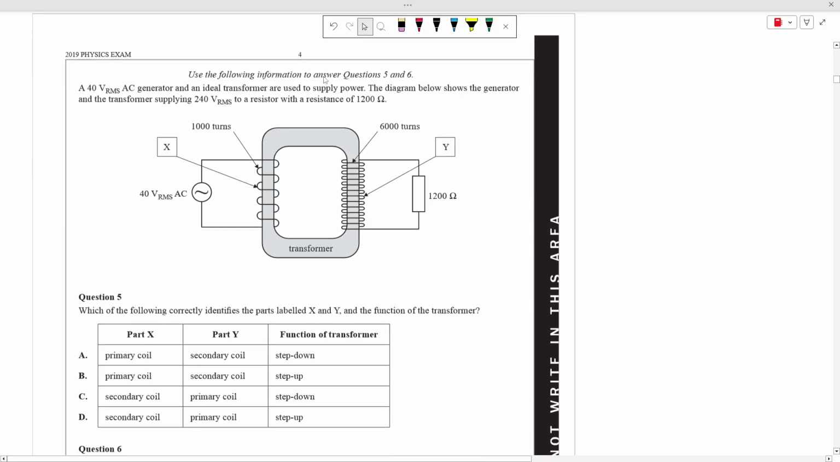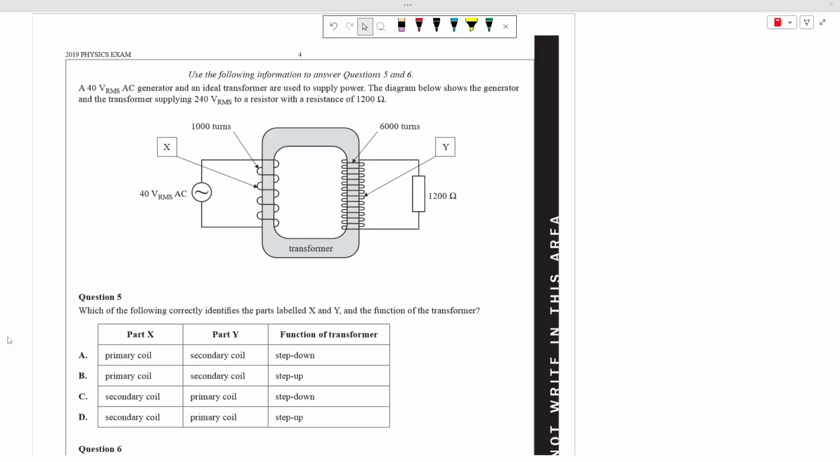Alright, use the following information to answer questions 5 and 6. A 40 volt RMS AC generator and an ideal transformer are used to supply power. The diagram below shows the generator and transformer supplying 240 volts RMS to a resistor with a resistance of 1200 ohms. Okay, there's a picture of everything.